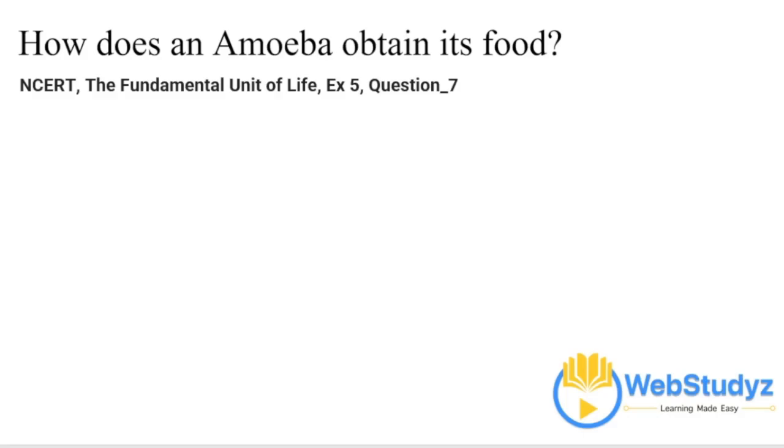Students, let's see the question. The question is, how does an amoeba obtain its food? So the question is saying that we have to tell how amoeba, which is a unicellular organism, obtains its food. The amoeba is able to obtain its food by the process of endocytosis.